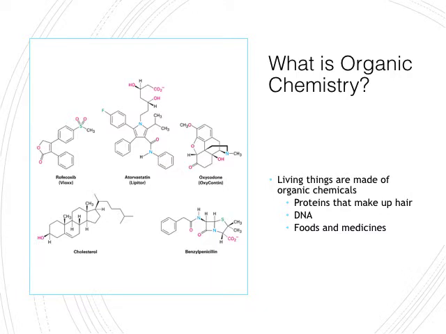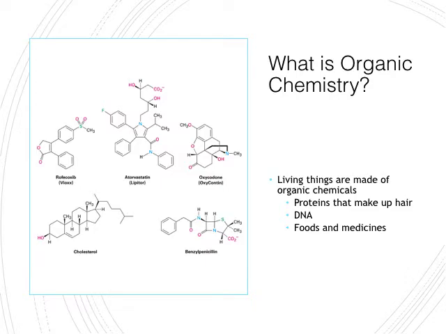Oxycodone belongs to a class of drugs known as opioid analgesics. This medication is used to help relieve moderate to severe pain. Benzylpenicillin, also known as penicillin G, is an antibiotic used to treat a number of bacterial infections such as pneumonia, strep throat, or syphilis. It is also important to note that living things are made up of organic chemicals. Proteins make up hair, the DNA, and foods and our medicines.